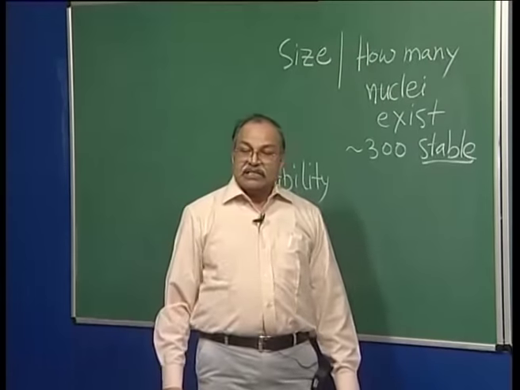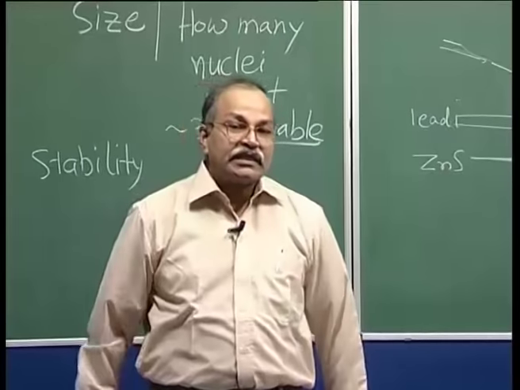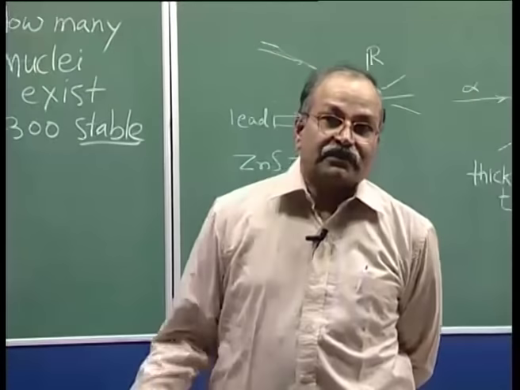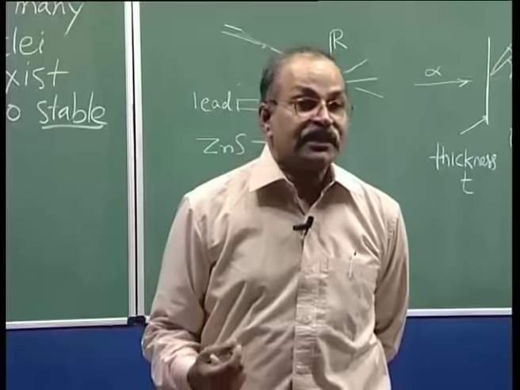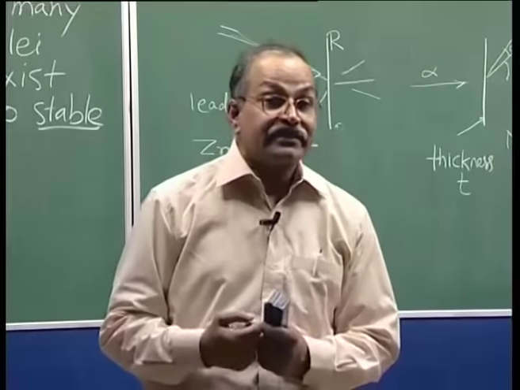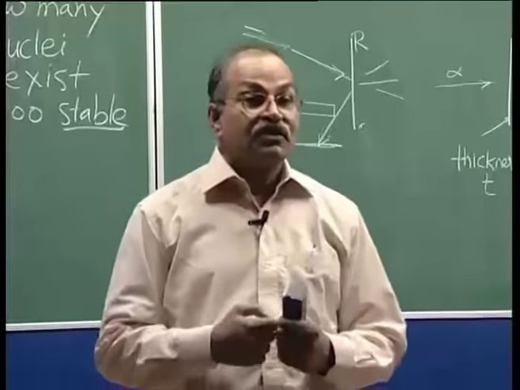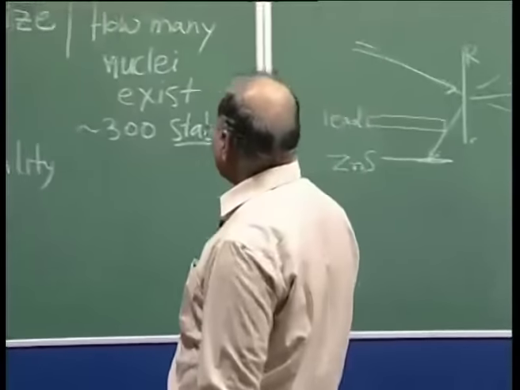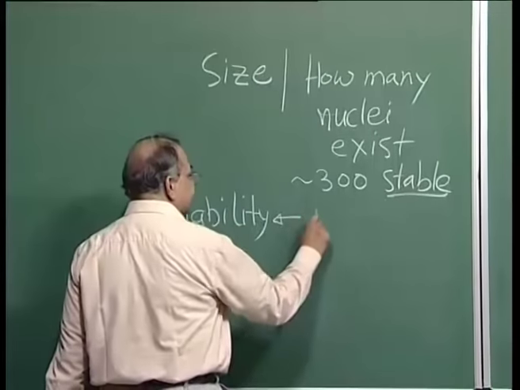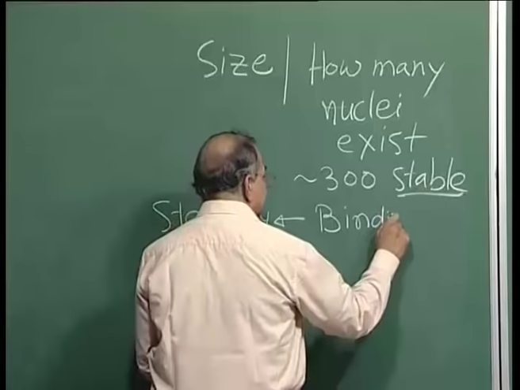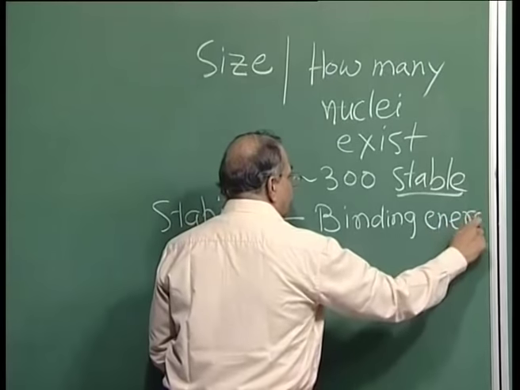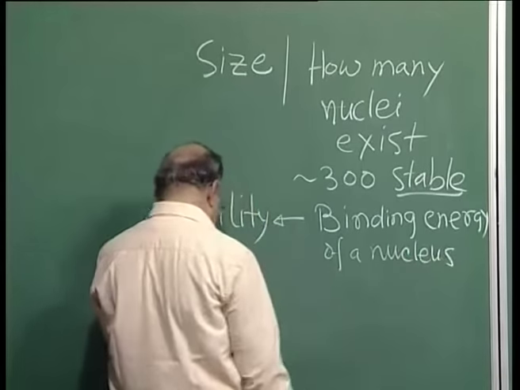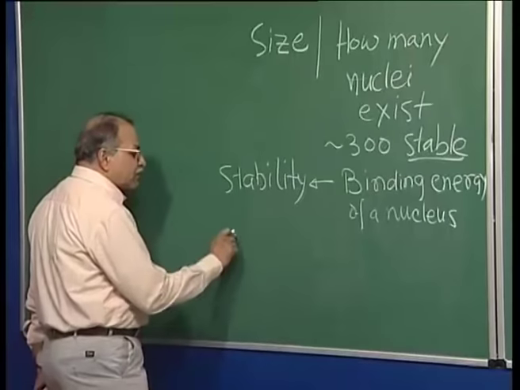Why can't I have a nucleus of iron with 26 protons and 80 neutrons, or 26 protons and say 5 neutrons? We can't have it. So, that is a question of stability. What decides the neutron versus proton number or ratio, so that a stable nucleus results? That stability we will talk about, and in this we will talk about what is called the binding energy of a nucleus, then we will talk about nuclear forces.